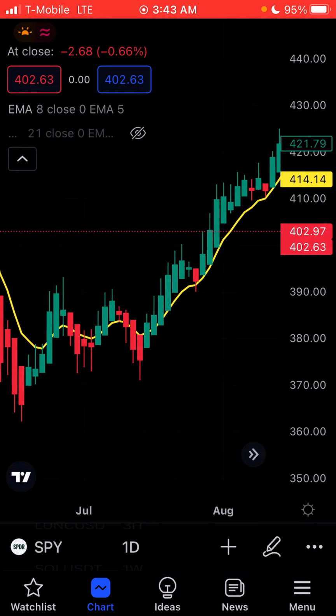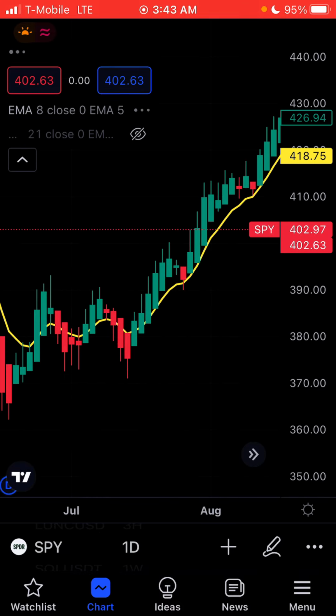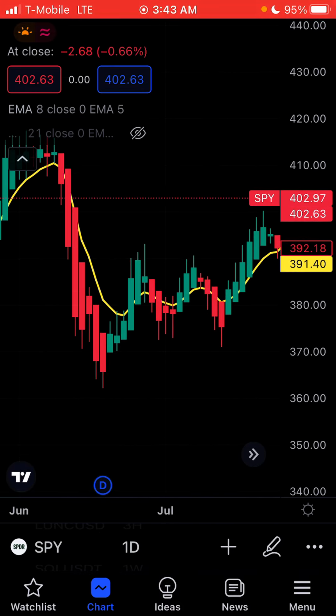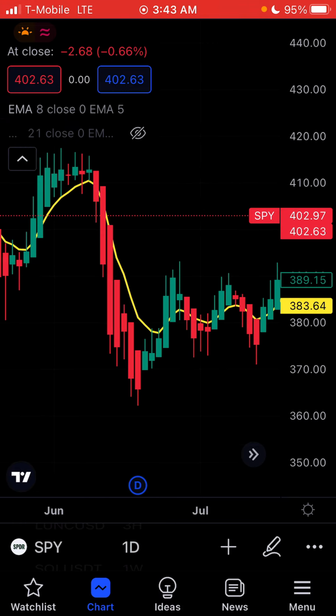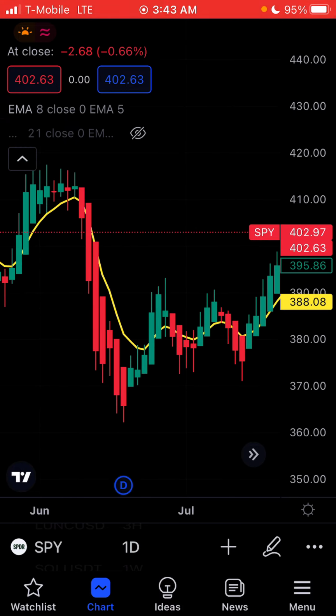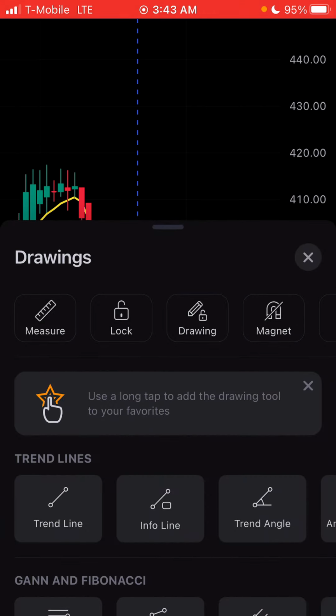So this is very, very accurate. All you have to do is look at the 8 EMA and see what direction the candle's going. If it shoots down through the 8 EMA, then the direction is going to be a downtrend. If it shoots up through the 8 EMA, the direction is going to go up. It's that simple. And you can use this for options, and you can make a lot of money doing it.